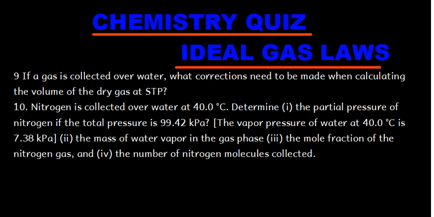So what are we supposed to get for us to find out the volume? Okay, what are we supposed to find out? So I'll underline the most important thing from this question. What corrections do we need to find out the volume of the dry gas at STP? Okay, that is what the question is asking us to do.